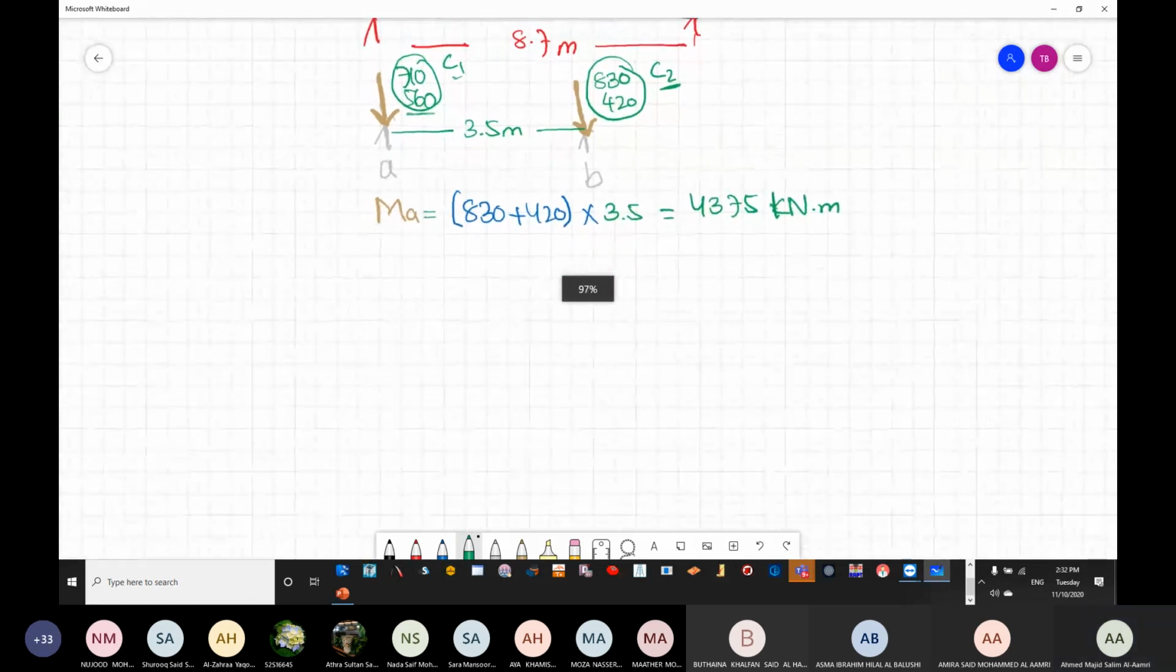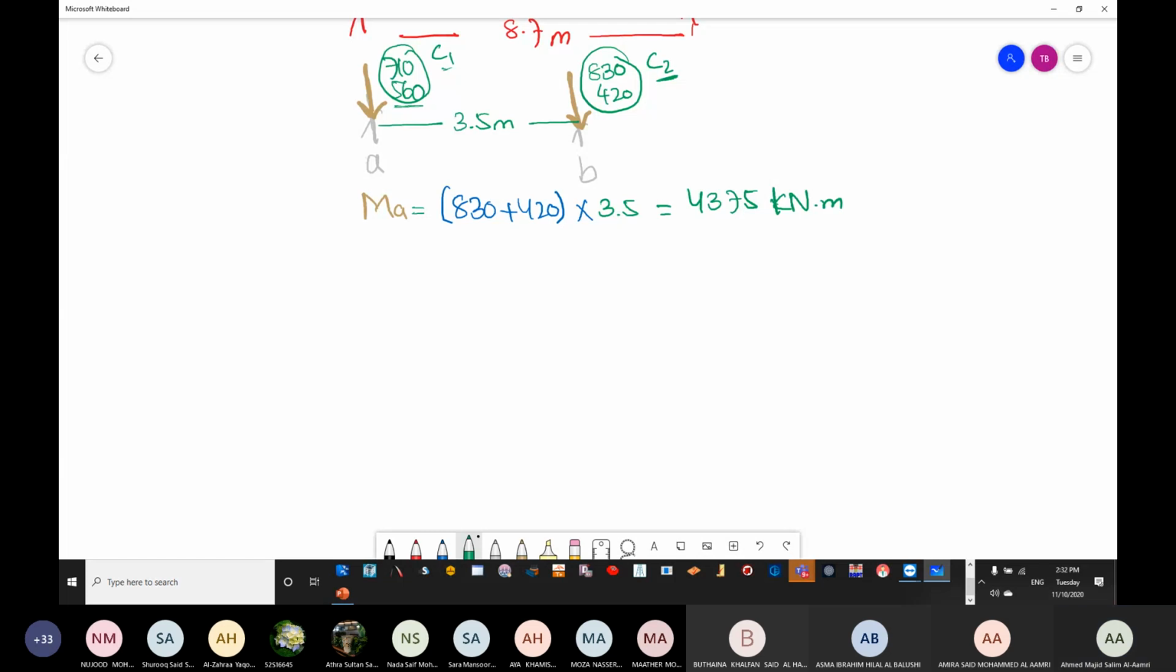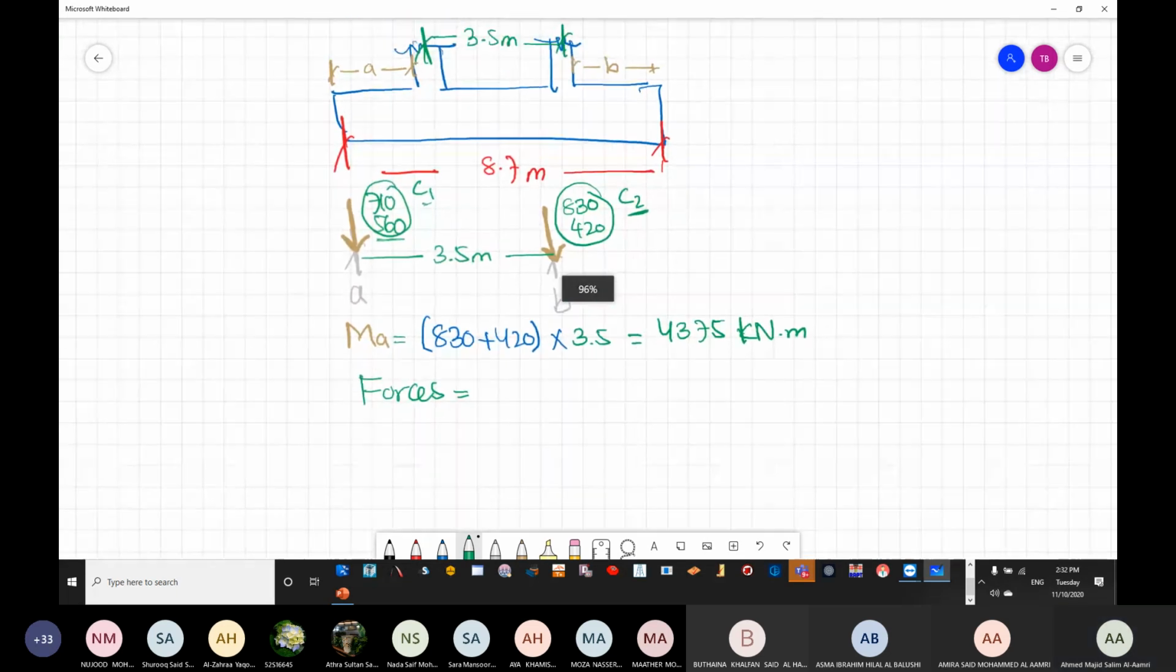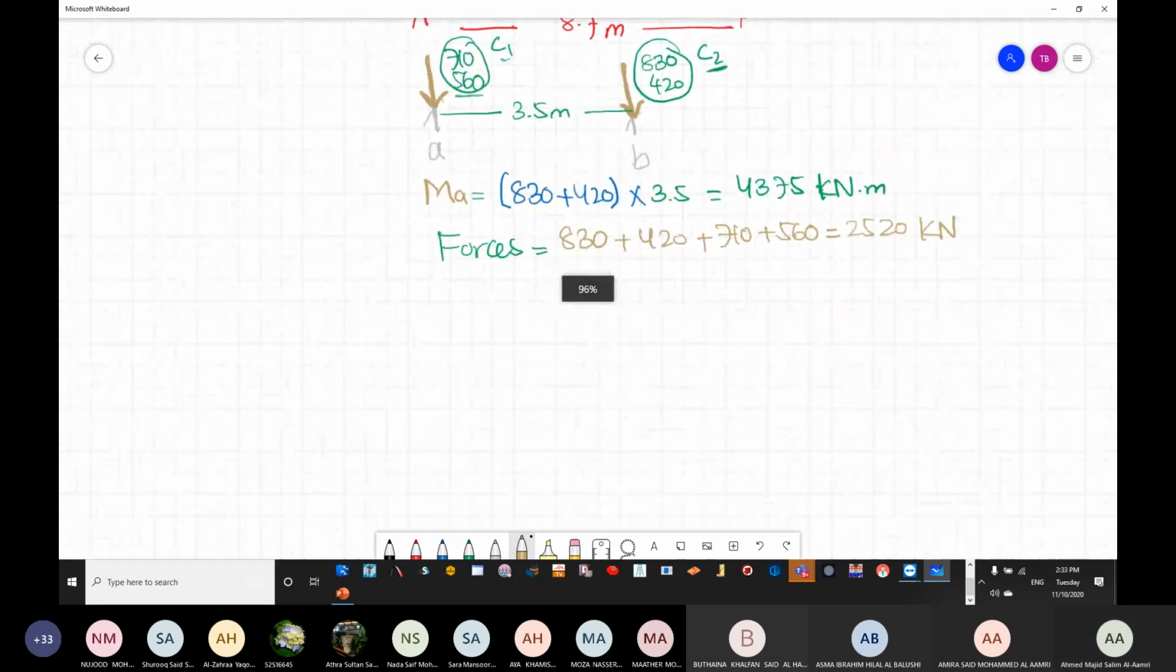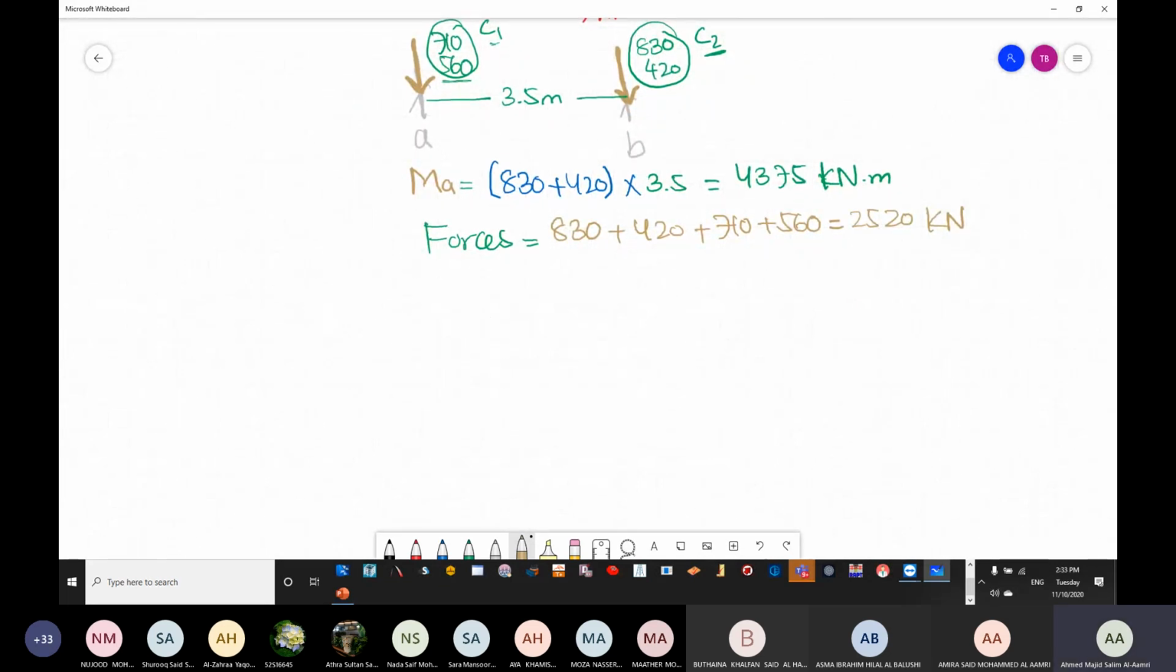Now, if I have M, and if I have the forces, how many forces do we have here? We have four forces: 830, 420, 710, and 560. How much are these? You said 2,520. Can you confirm for me? Are we okay till now? Whatever I have done, is it fine till now?